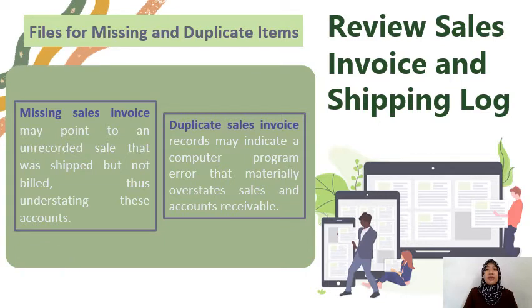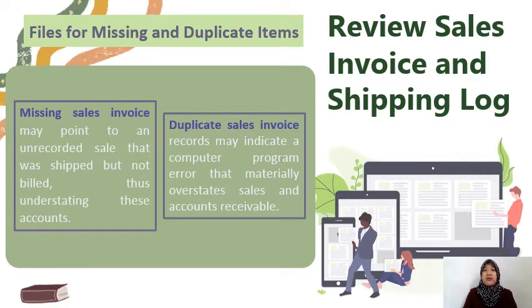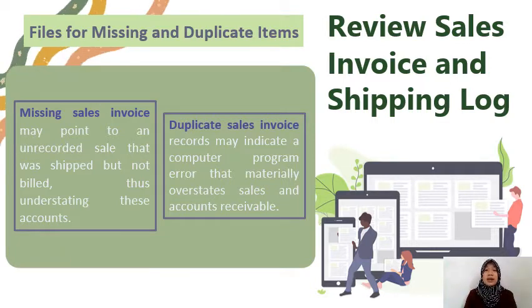So another event in reviewing the completeness and accuracy assertion is the review of the sales invoice and shipping log. The sales invoice and shipping log are reviewed because sometimes there are files for missing and duplicated items. Take note that when there are missing sales invoices or duplicated sales invoices, it may result in overstated or understated sales and accounts receivable.